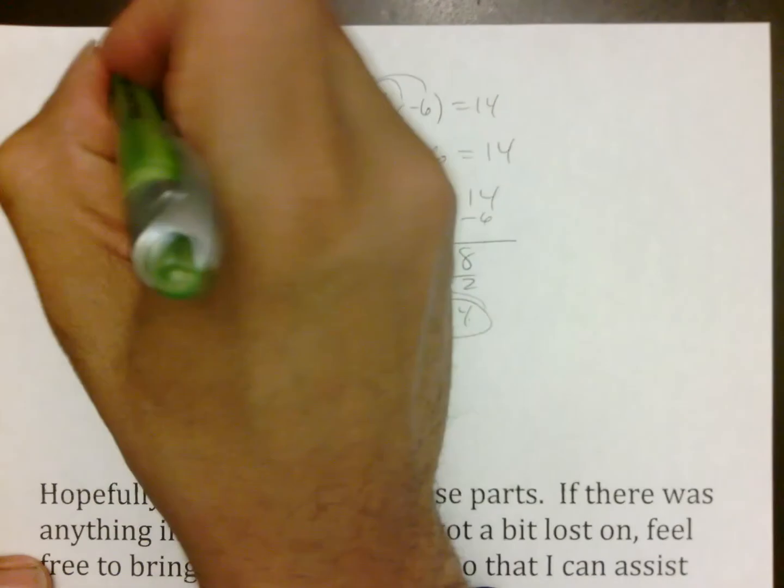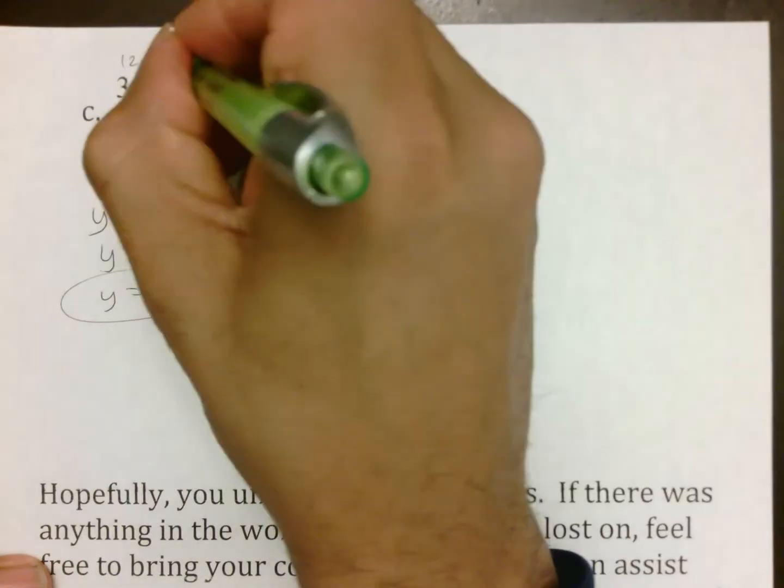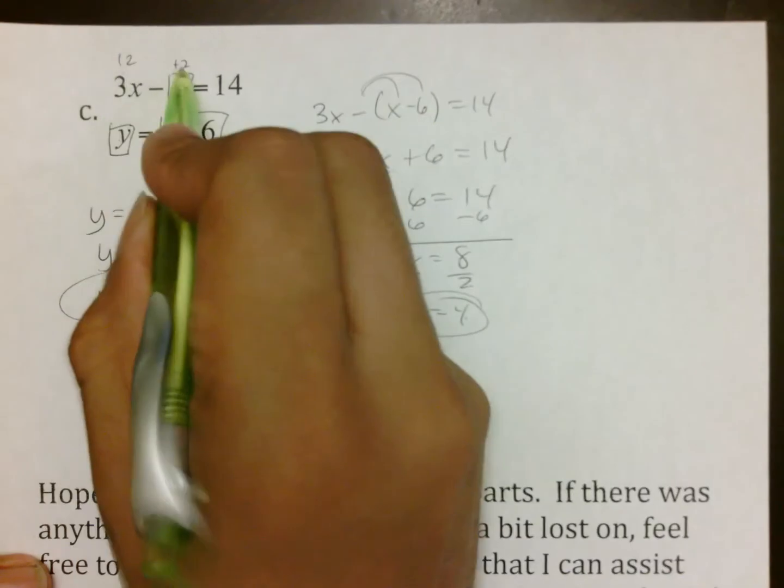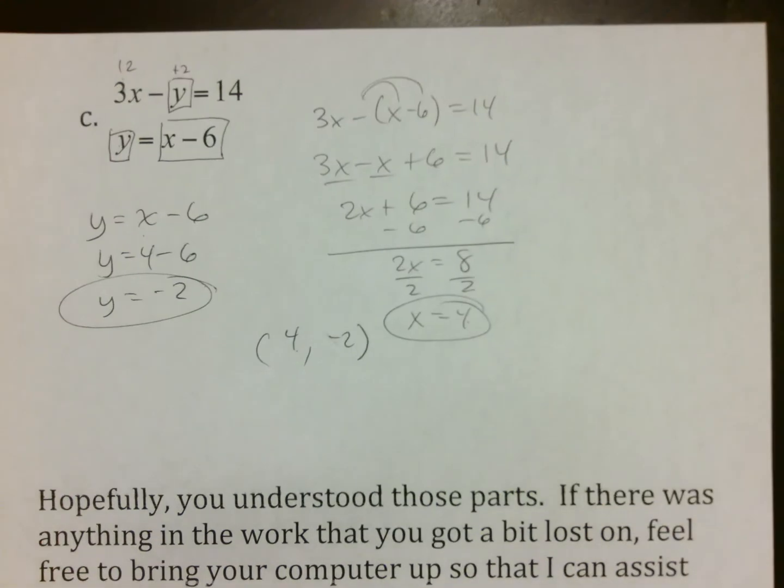3 times 4 is 12, negative 2 is plus 2, 12 plus 2 does make 14, so we see that it does work. Okay?